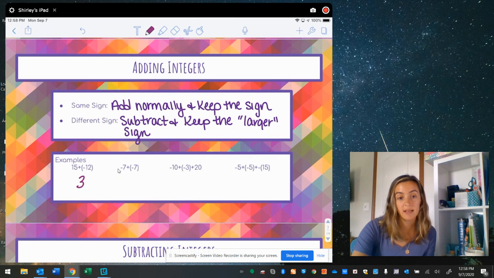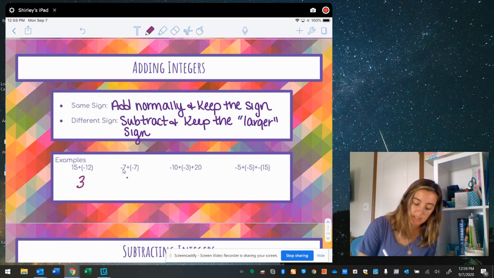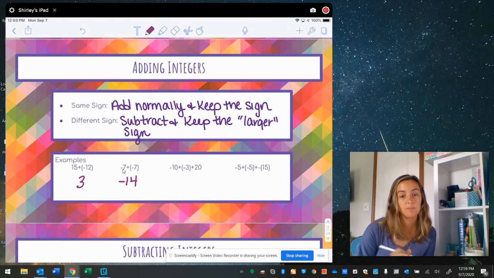Over here, negative 7 plus negative 7. So I'm adding them normally because my sign is the same. So I'm just going to add them normally and keep the sign. I'm just going to think in my head, well, what is 7 plus 7? 7 plus 7 is 14. But since they were both negative, my answer is going to be negative.